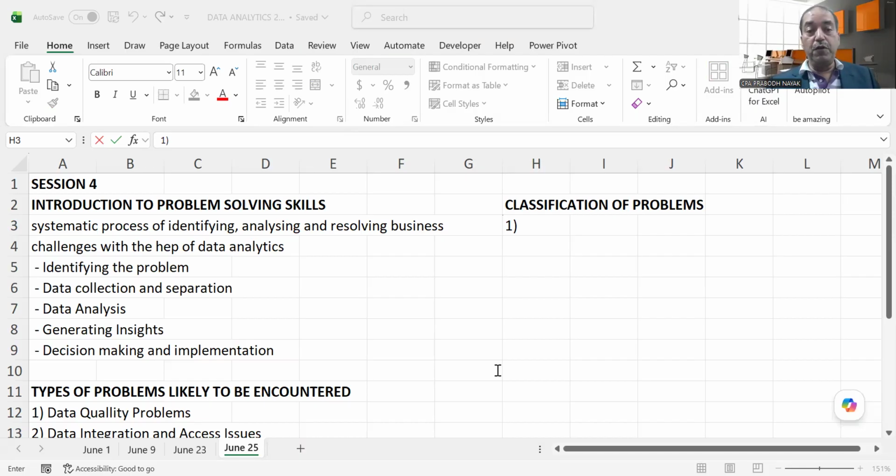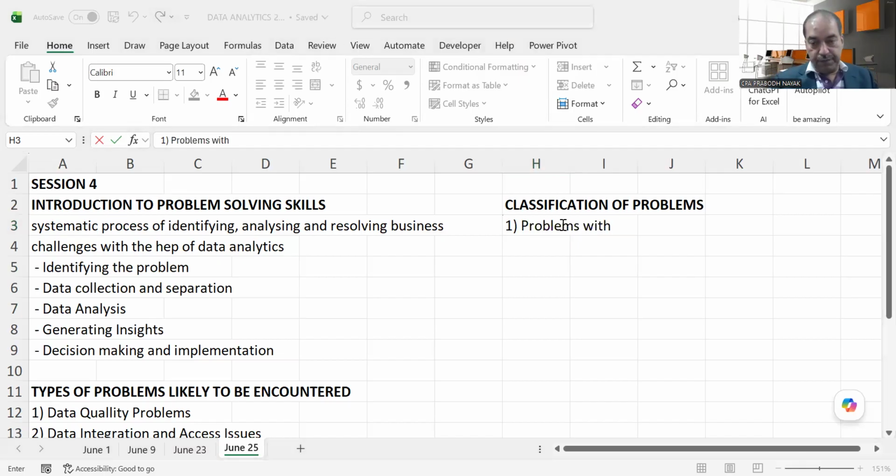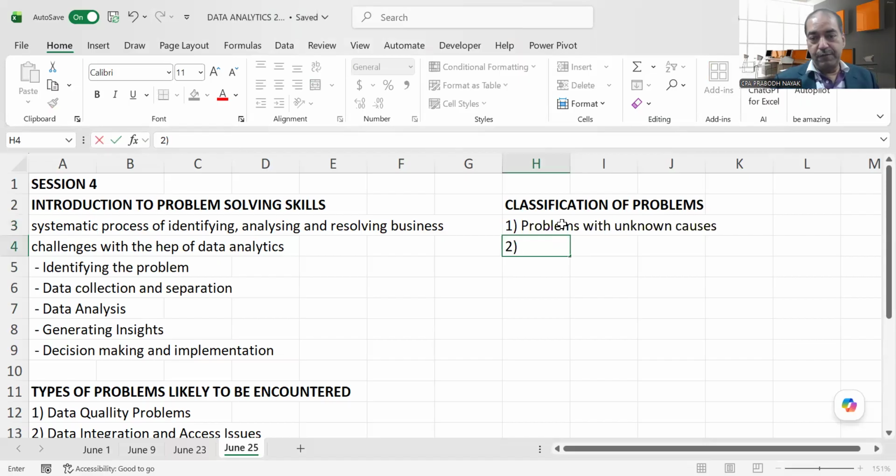You have to classify the problems in groups, in certain common groups. And how do we classify them? I'll tell you. It depends on either the cause of the problem, the nature of the problem, or the nature of the outcomes. Okay, sir. Understood. First example I will give you, then maybe you can tell me other things. First is problems with unknown causes. Like this, you have to classify. So I've given you one example: problems with unknown causes.